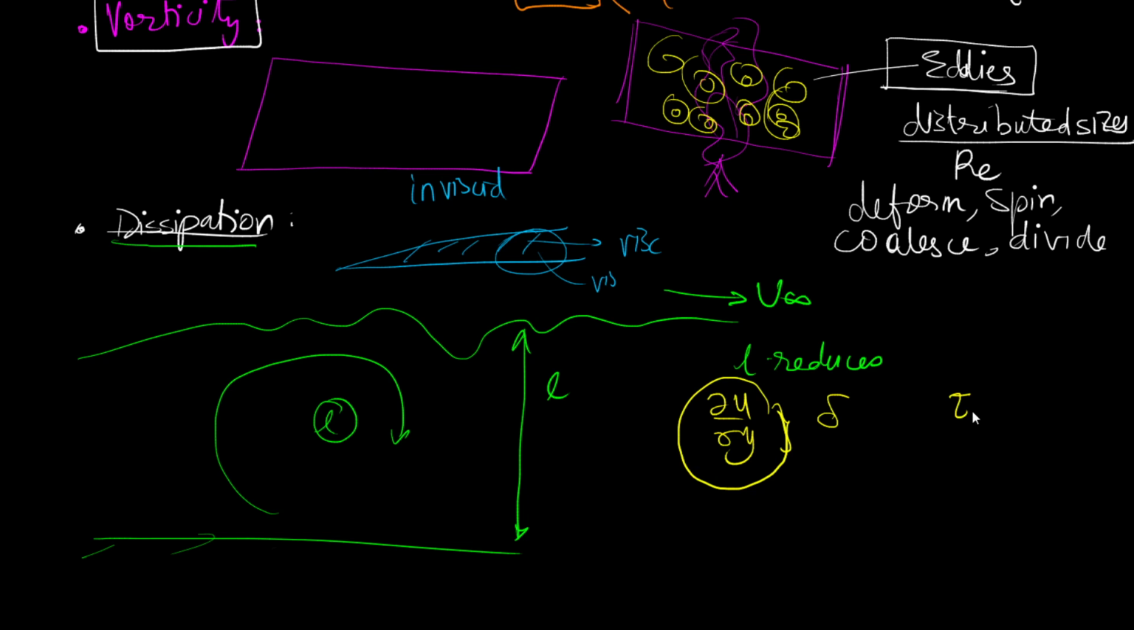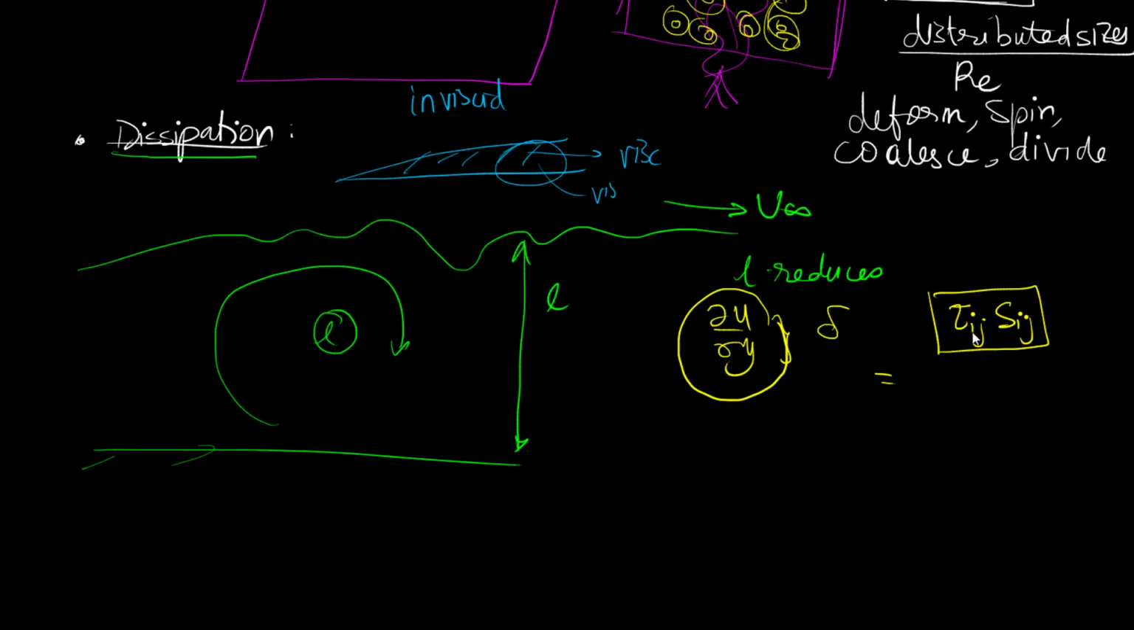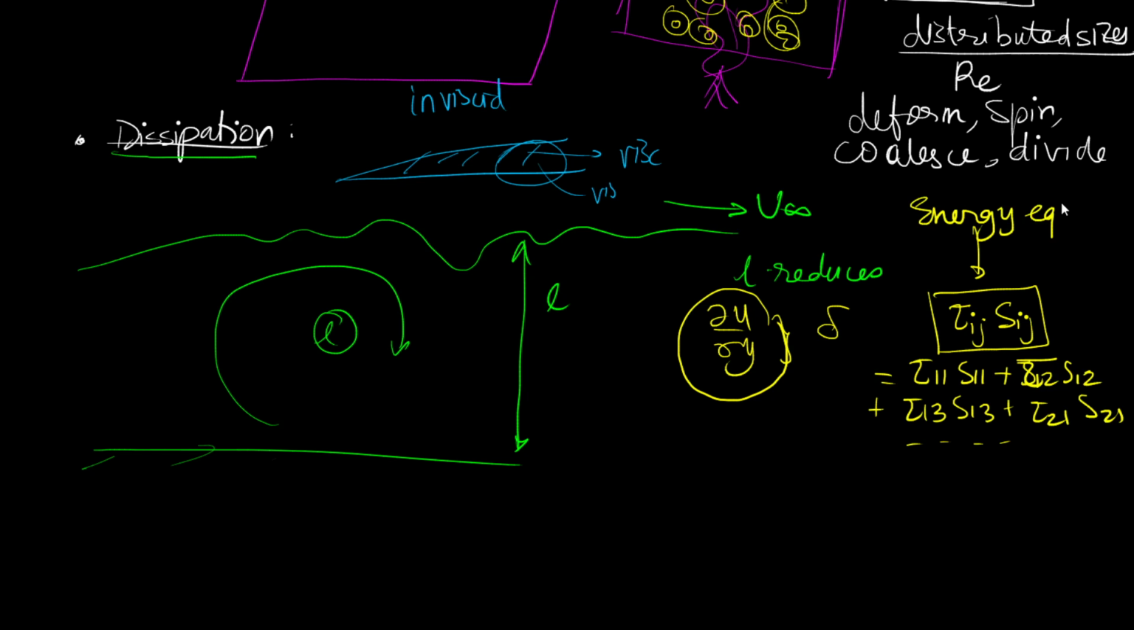So the dissipation is given by tau ij Sij. It is proportional to this. This is not a dyadic product, it's a double dot product. Einstein summation convention, if we invoke it, it will be tau 11 S11 plus tau 12 S12 plus tau 13 S13 plus tau 21 S21 and so on. So this is the term which appears in the energy equation and is responsible for viscous dissipation.